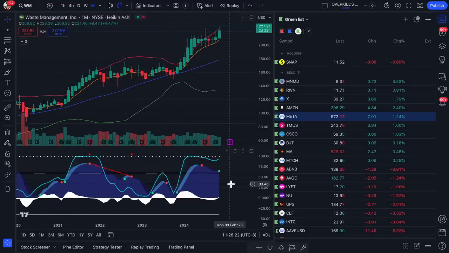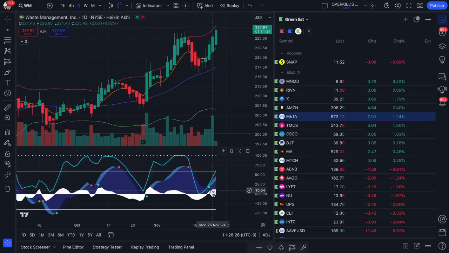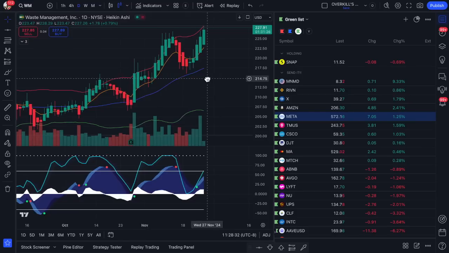WM, this is Waste Management. This is a solid stock. We got a green dot here on the monthly this month. You can see the green dot came there on the 22nd. That was the time to buy it, around 220. It's sitting at 228 right now.